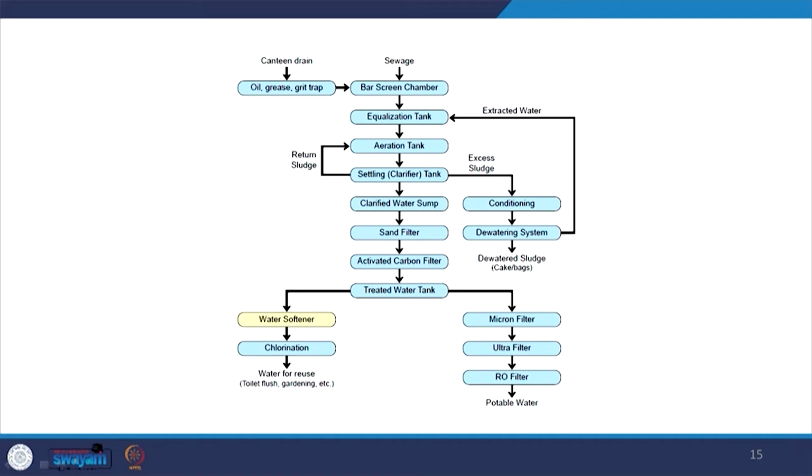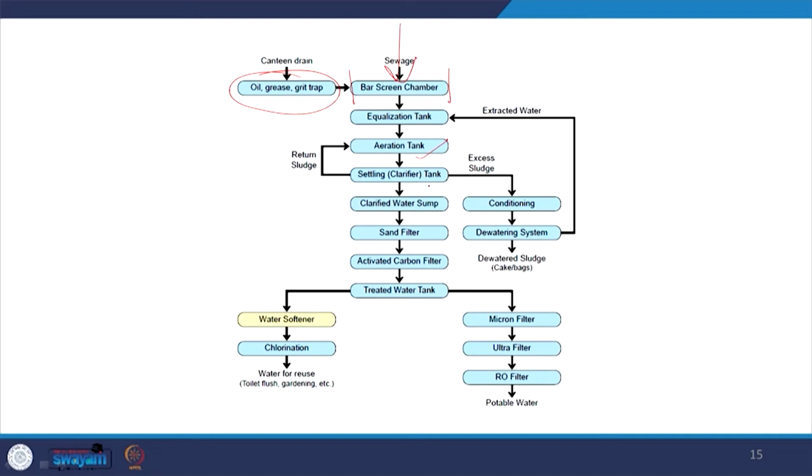All of these will have an oil or a grease trap where the oil will be separated, and after that we will have the bar screen chamber where the sewage is coming to. We will have equalization tanks from where it will go to aeration tanks where the aerobic process is activated, and then we have the clarifier tank.